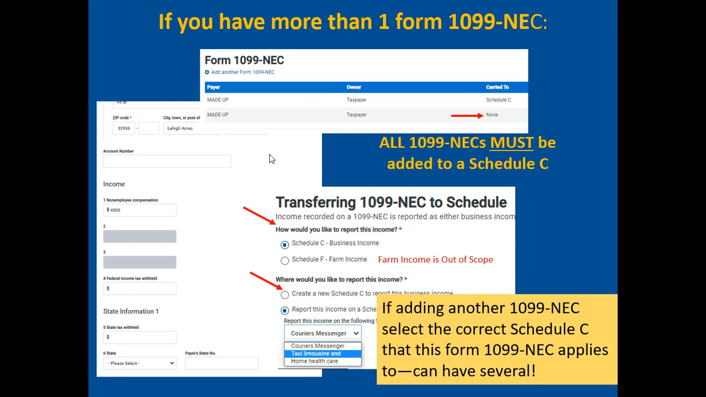Just like before, it's going to say, hey, is this business or farm income? You're going to select business. And then it's going to say, do you want to create a new Schedule C? Or do you want to report this on one that you've already started? And so if you look here on the screen, you'll see that this return, I've started one that's for couriers, like Instacart, one that is taxi, probably an Uber driver, and one that did home health care. So this return has 3 Schedule Cs on it.